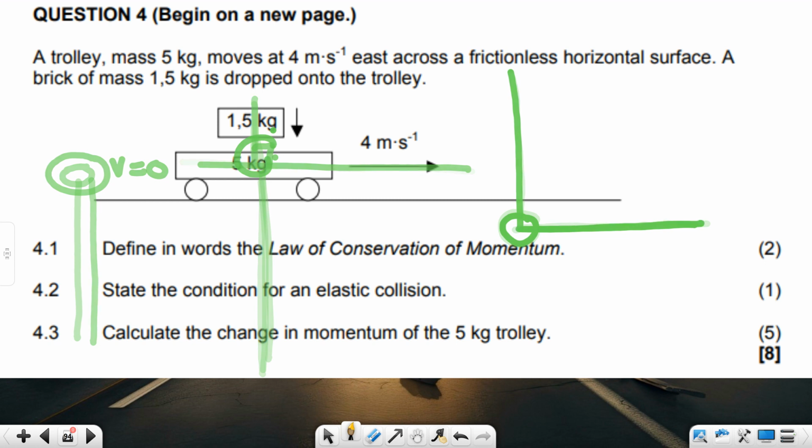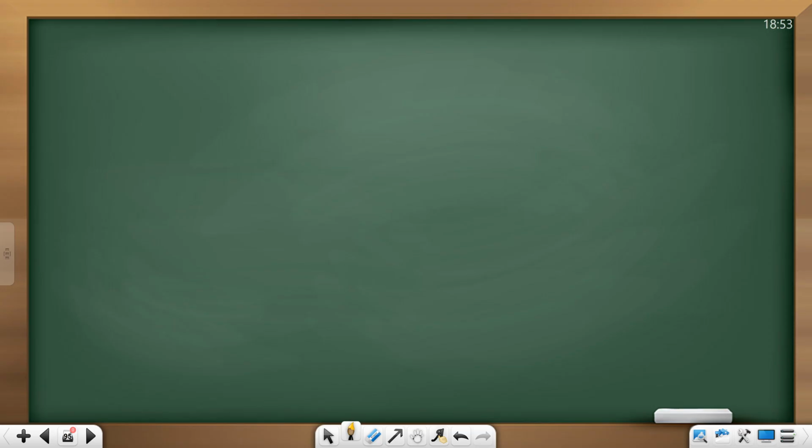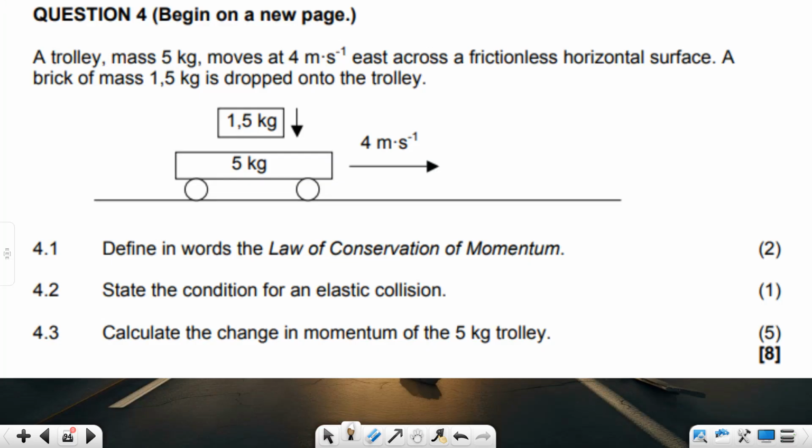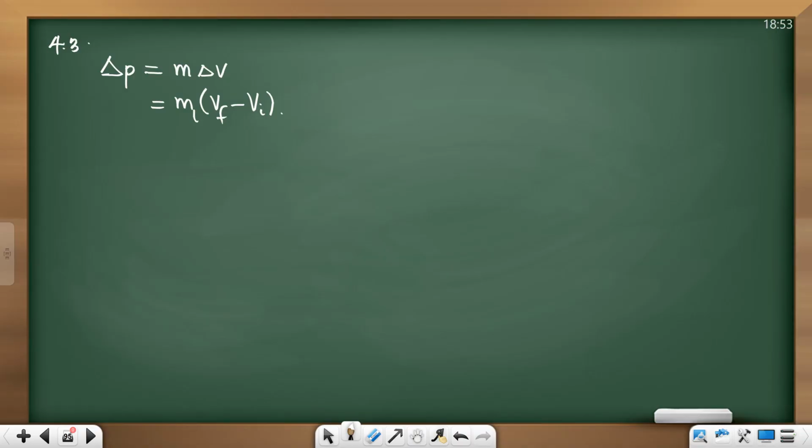Calculate the change in momentum of the 5 kilogram trolley. Examiner wants us to calculate what? The change in momentum. How do we calculate change in momentum? Let's see, 4.3. What do we know? It is m delta v. It is mass times final velocity minus initial velocity. Of what? Which one are we looking for? We're looking for the trolley, all right? So which one is the trolley? Okay, so I'm going to write trolley here.